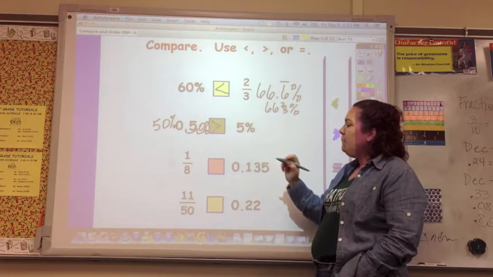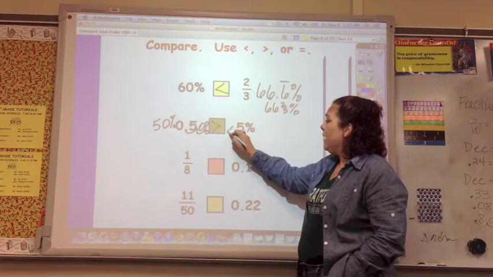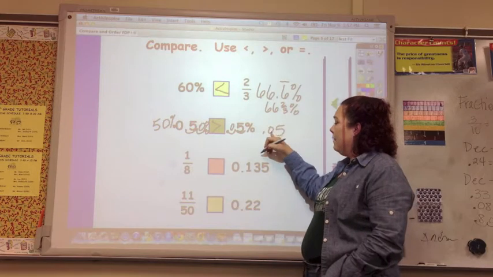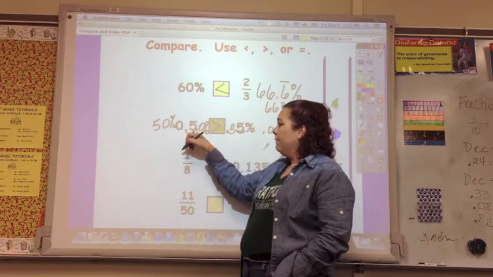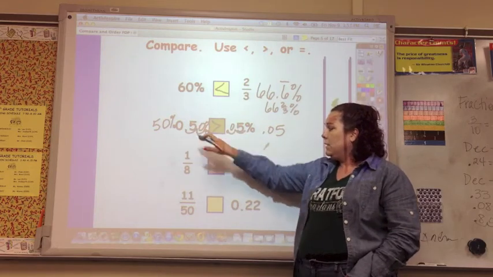And then it's real easy to see that that is greater than 5%. If I had taken 5% and turned it into a decimal, I would have gone Dr. Pepper backwards, and it would be 0.05, and that is less than 5/10. So the comparison is, this is much greater.